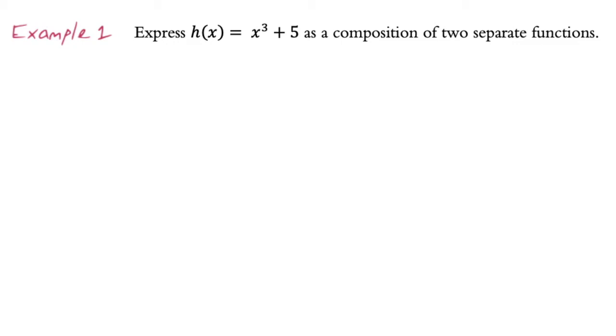Okay, so let's look at example 1. Express h of x, which equals x cubed plus 5, as a composition of two separate functions. So really, how can we break up this function into two rules or processes? To do that, we'll call them f of x and g of x. So what's the first function? What's the first thing we do to a number? Well, we can see that f of x is just to cube the number. F of x is the first part, which is x cubed. So that would be our first function. F of x equals x cubed.